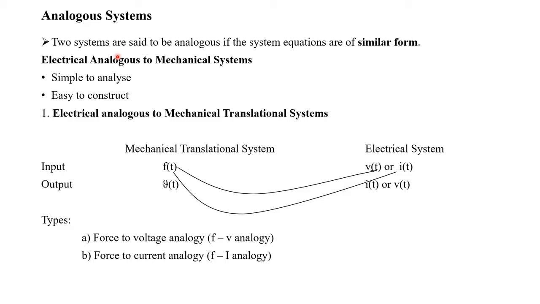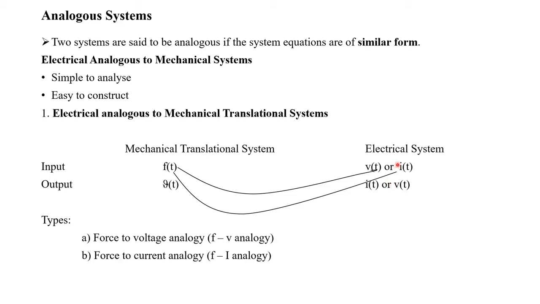To transform this, first we have to consider the mechanical translational system, where the input will be a linear force F of t. In the electrical system, the input will be either voltage or current. The output for the mechanical translational system is X of t, isn't it? But for the analogous circuit, we have to consider the rate of change of displacement, that is velocity. Velocity will be represented by curly V, V of t.